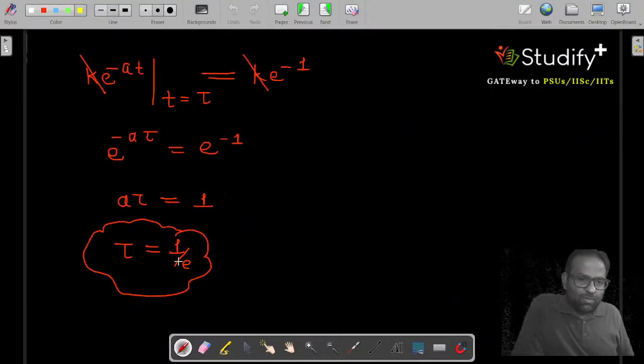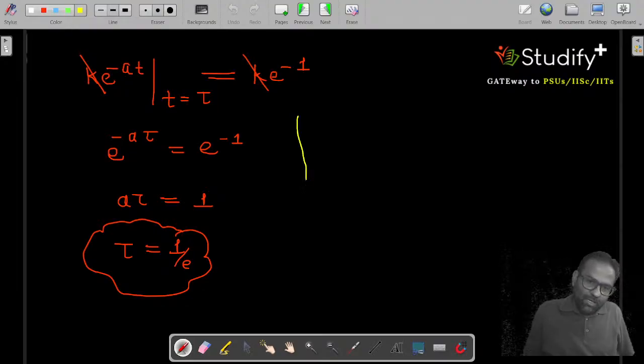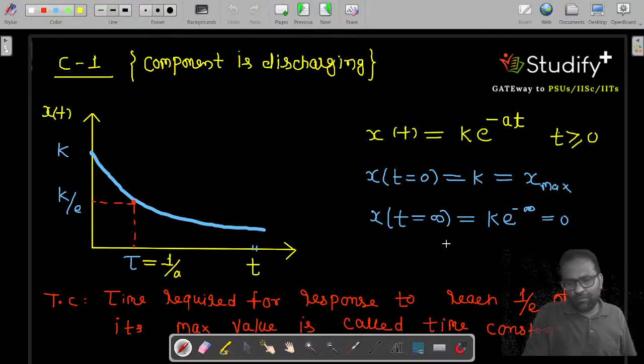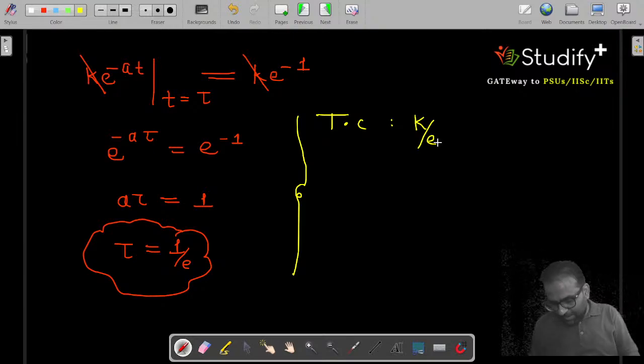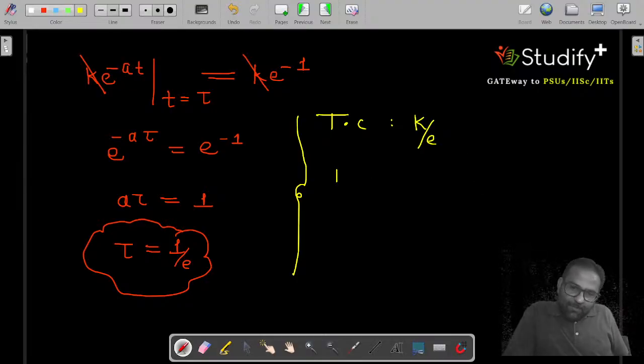What is one more definition? One more definition of time constant, which is available in the book, but this is the best definition to apply on the waveform: the time required by a waveform to reach 1 by e of its maximum value when it is discharging is known as time constant. Now k divided by e can be written as 1 divided by e, which is 0.367.